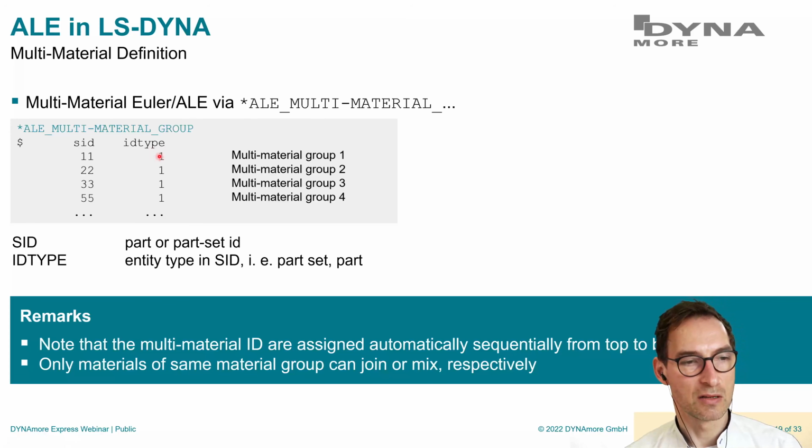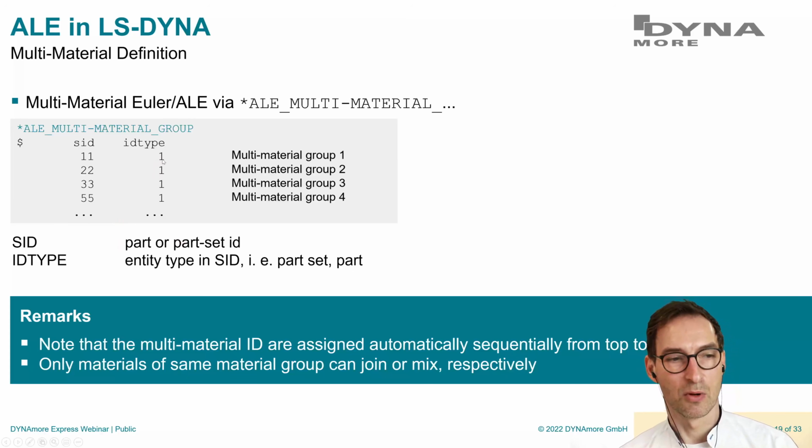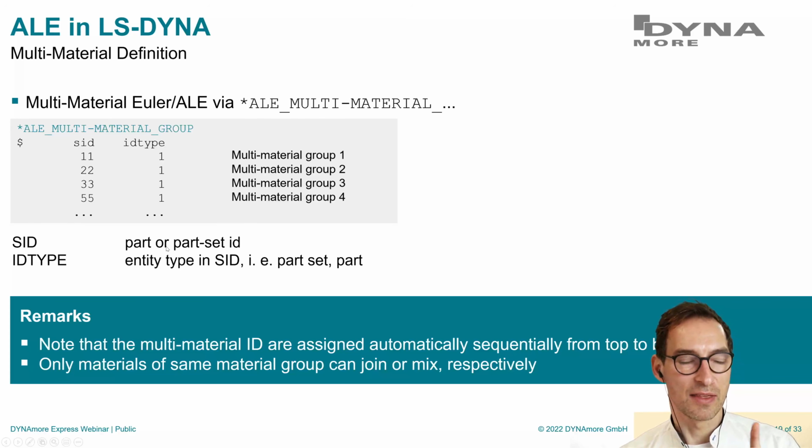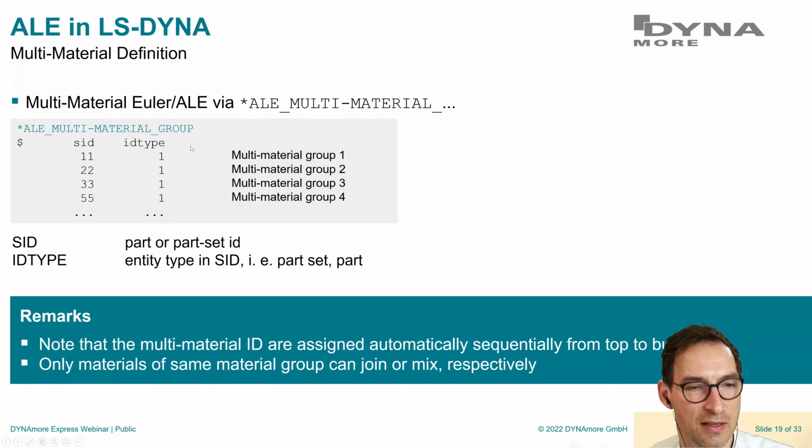So with this one here, you can choose if it's a part or a part set. If you want to mix them and assign them to the same multi-material group, then you make a part set out of them. And I think there's something tricky about this keyword. The thing is, you're using the part IDs here or part set IDs here.